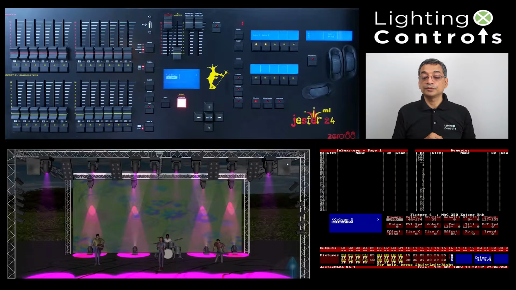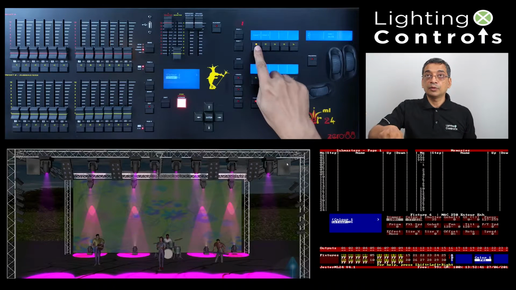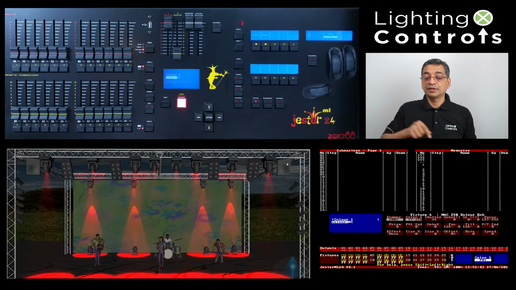So now what we have actually done is create two colors. One is red, the other one is magenta. So we could select any fixture, and when you press a color, it will turn to that particular color through the palette.